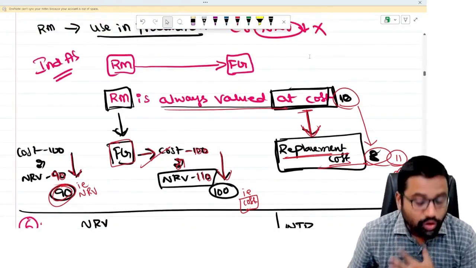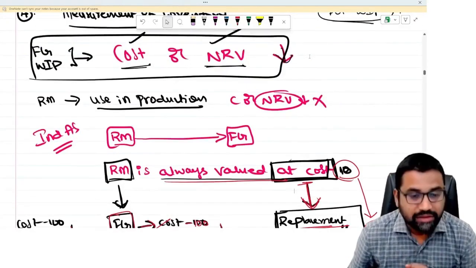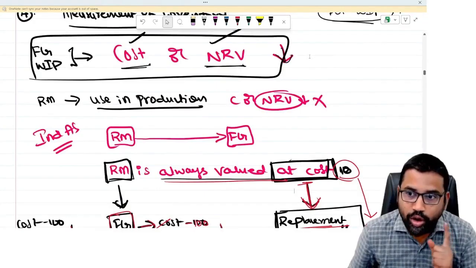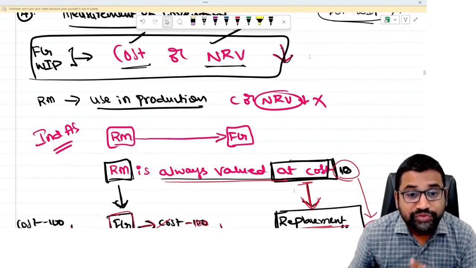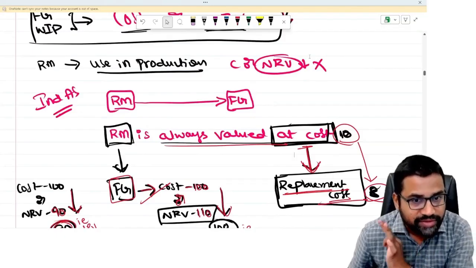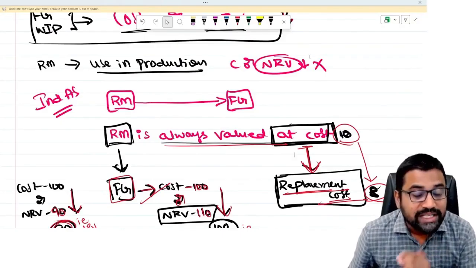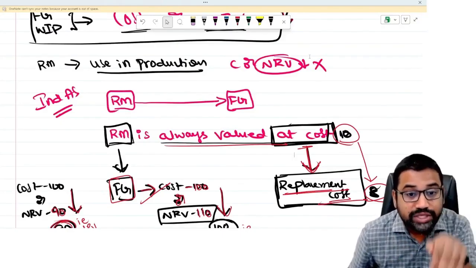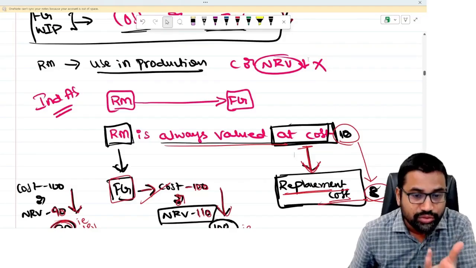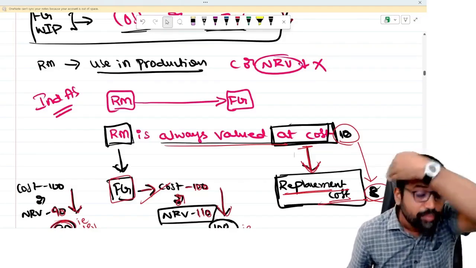Are you all following what I am saying? Very, very important. Most of the students are confused here. Always remember, raw material valuation depends upon the finished goods valuation. You cannot apply the principle of cost or NRV, whichever is lower, to raw material, because raw material is not meant for sale. It is used in some other finished good, right? So therefore, the finished goods valuation will affect the raw material valuation.